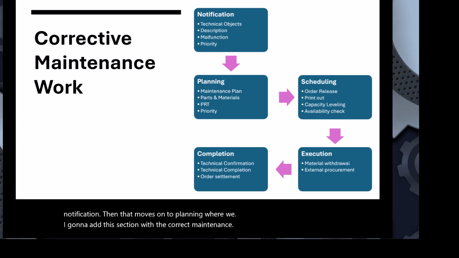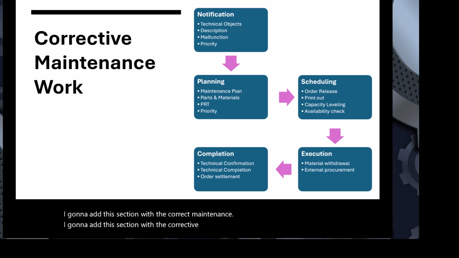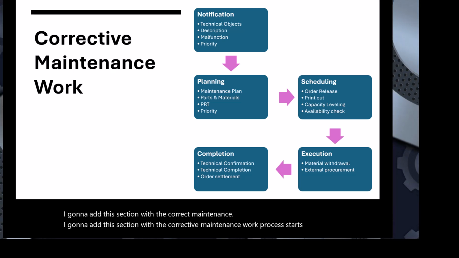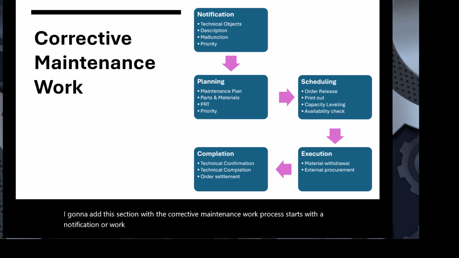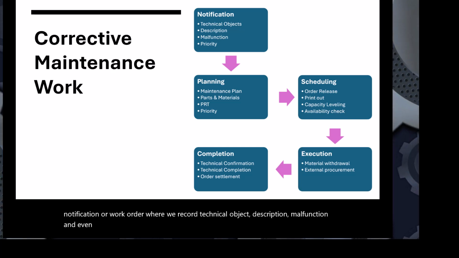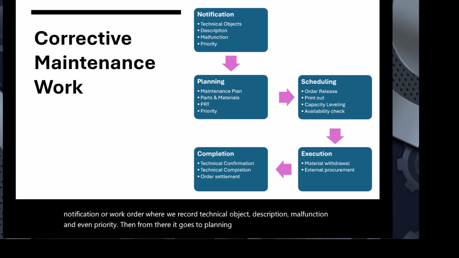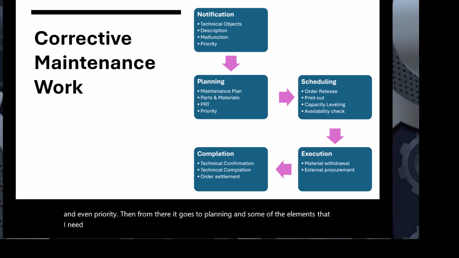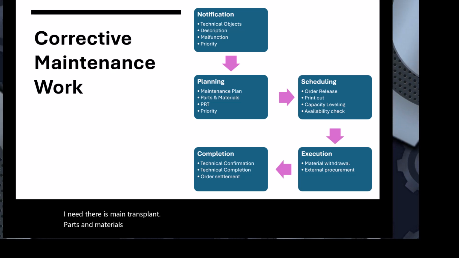I'm going to end this section with a corrective maintenance work process. It starts with a notification or work order, where we record technical object, description, malfunction, and even priority. Then from there, it goes to planning, and some of the elements that I need there are maintenance plan, parts and materials, PRTs, and priority. Then from there, it moves on to scheduling.